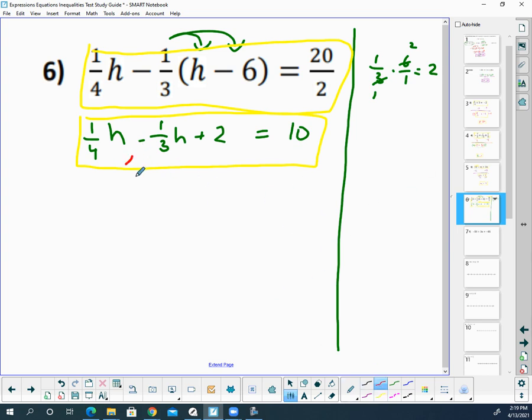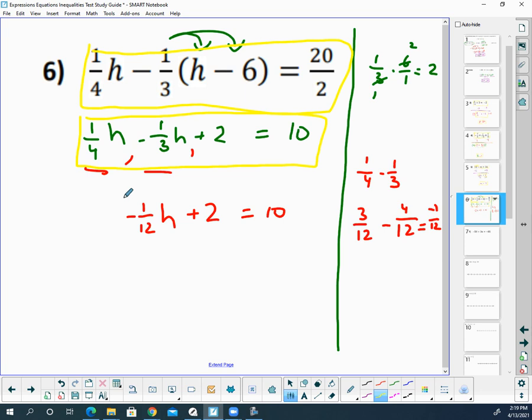So I know I can combine 1/4 h and negative 1/3 h, and the positive 2 stays. I'm going to do that over here on the side. 1/4 minus 1/3. Common denominator is 12. So 4 times 3 is 12, so 3 times 1 is 3. 3 times 4 is 12, so 1 times 4 is 4. So this becomes 3/12 minus 4/12 is negative 1/12. So this becomes negative 1/12 h, that's combining these two terms, plus 2 equals 10.